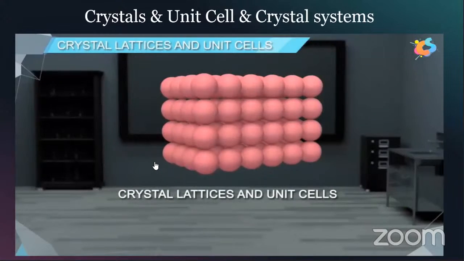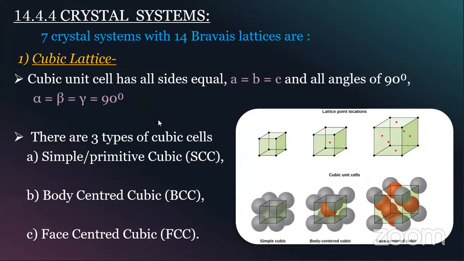Yes, SC, very good. BCC, FCC, and end centered. In the cubic lattice, there are 14 Bravais lattices. Out of that, we are only going to study the cubic unit cell. The cubic unit cell is the one that you see over here. See this one. This is one unit cell that I've shown. Like this, we are going to see simple cubic, body-centered cubic, and face-centered cubic.